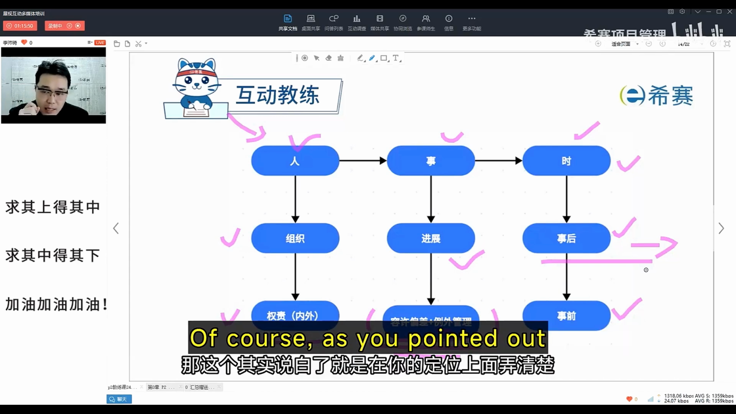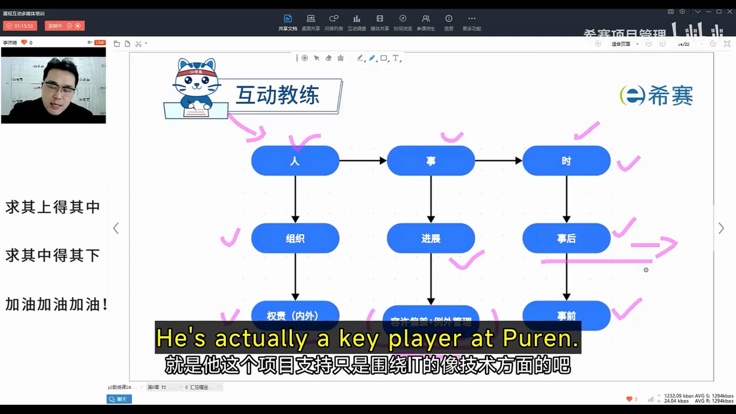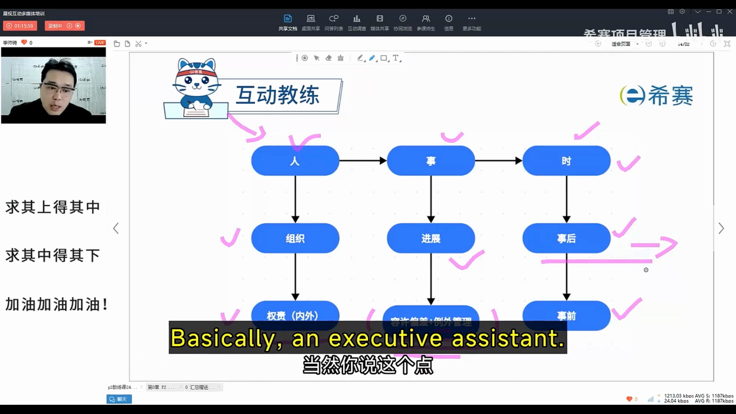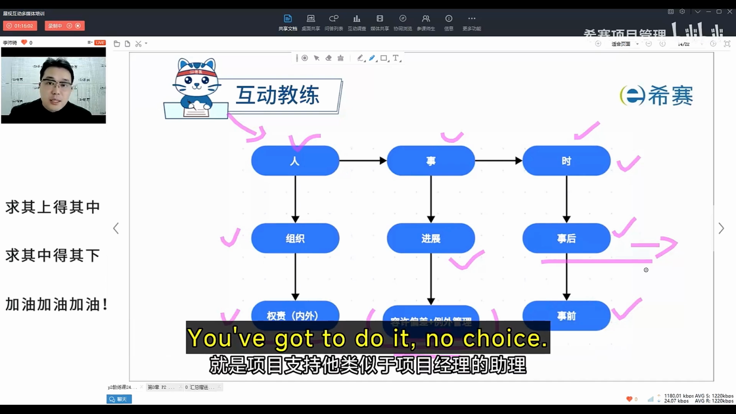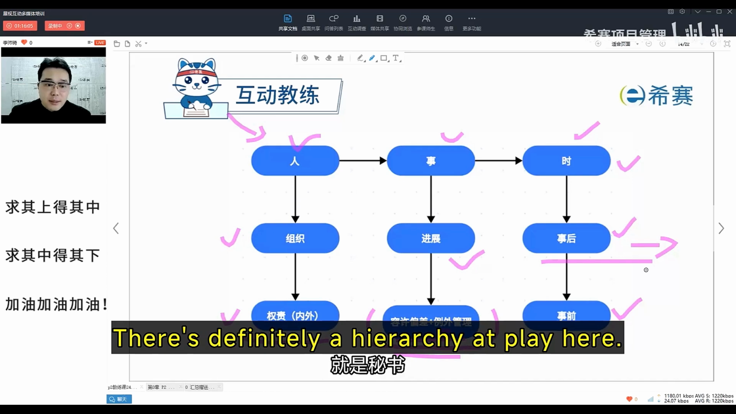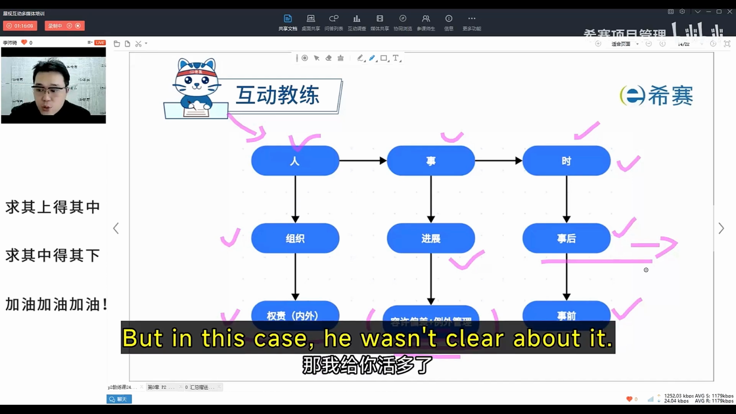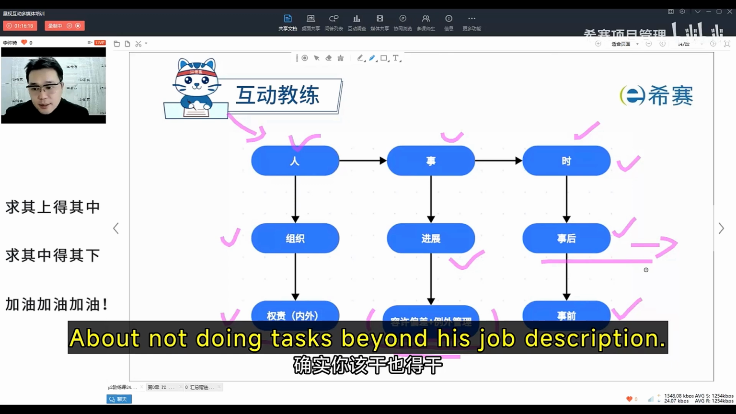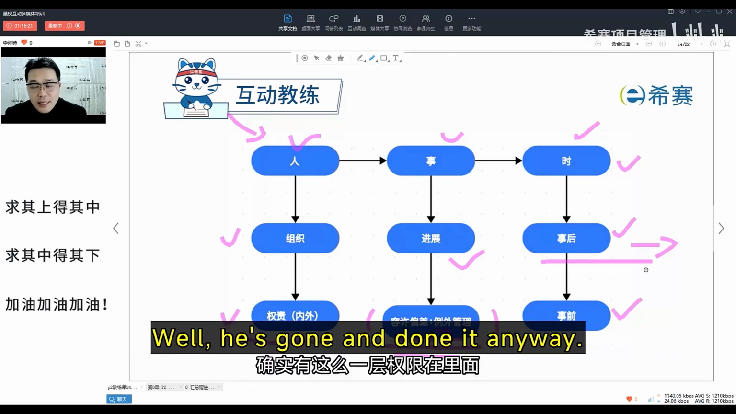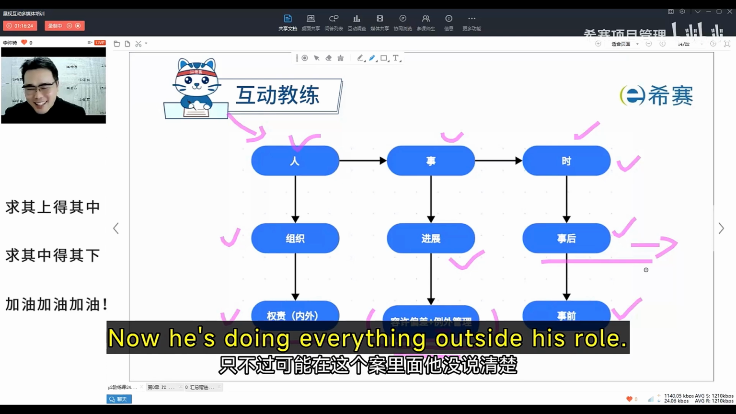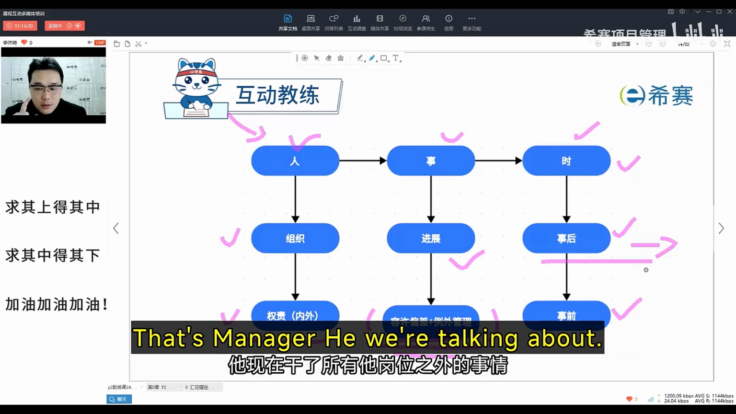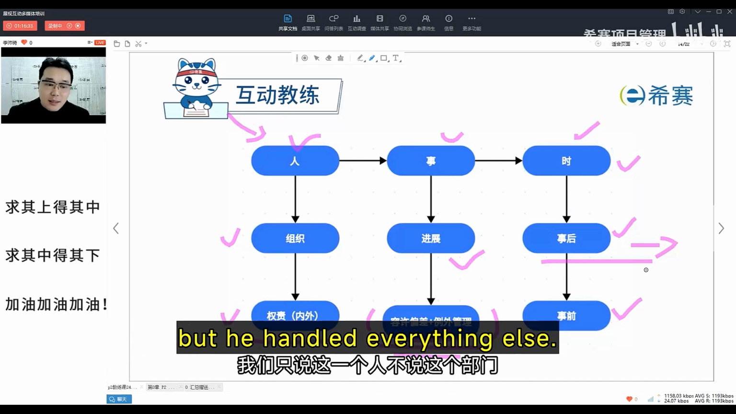Of course, as you pointed out, he's actually a key player at Purin. His project support role is like a PM's right-hand man. Basically, an executive assistant. So I've been overloading you with work. You've got to do it, no choice. There's definitely hierarchy at play here. But in this case, he wasn't clear about not doing tasks beyond his job description. Well, he's gone and done it anyway. Now he's doing everything outside his role. He's handling all the other tasks. Let's focus on him, not the whole department. That's the manager we're talking about. He might not have done the actual coding, but he handled everything else.